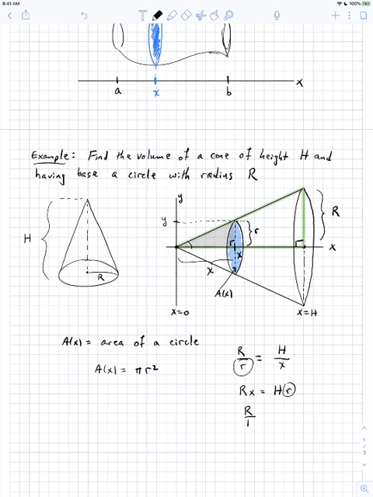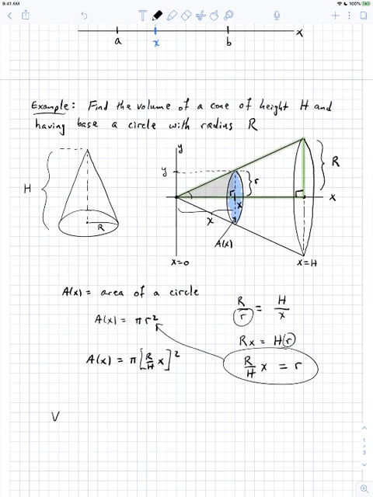Capital R over h times x is equal to the radius. So that's the radius of our little circle, so that goes in here. Then the area as a function of x is pi times this radius squared, where this radius is r over h times x. So now all we have to do is integrate.